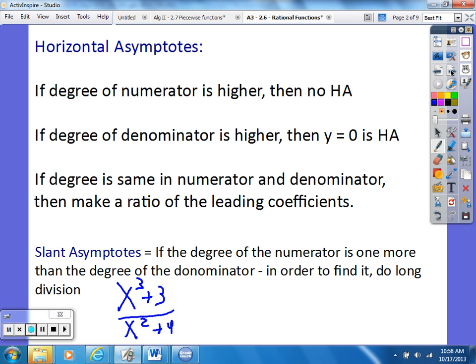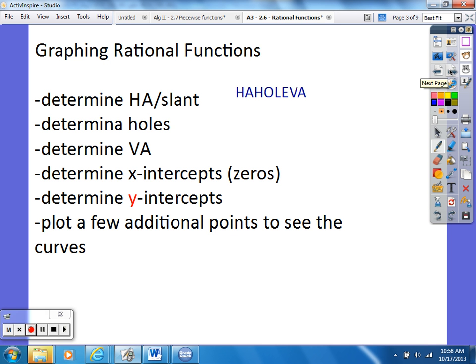So another thing we need to write down is the steps for graphing rational functions. You have to determine the horizontal and slant asymptotes, determine holes, determine vertical asymptotes, find x-intercepts, find the y-intercepts, plot a few additional points, and then draw the graph. I know, lots of stuff, right? All right, so we just talked about what jojoba was, and it's a way to help us remember what to do first, second, and third. So we find horizontal asymptotes first, holes second, and then we'll find vertical asymptotes.